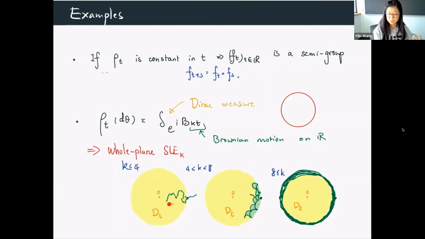You get a fractal curve starting from infinity towards 0 for kappa less than 4, or a self-touching curve for kappa between 4 and 8, or for kappa larger than 8, a space-filling curve going towards 0. So this is the Loewner equation, which is slightly different from the one I presented at the beginning. That one is targeting a boundary point, and here everything is targeting 0 and coming from infinity.